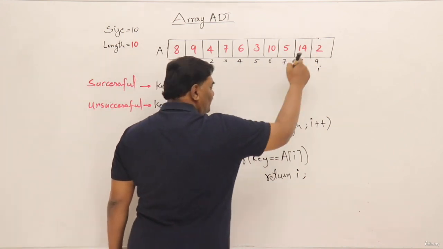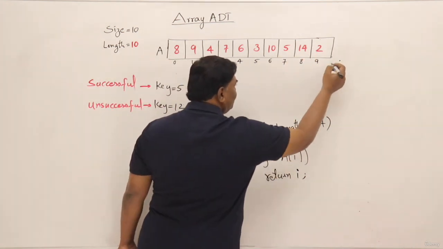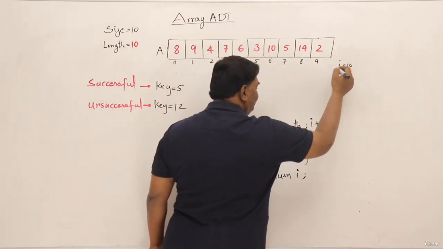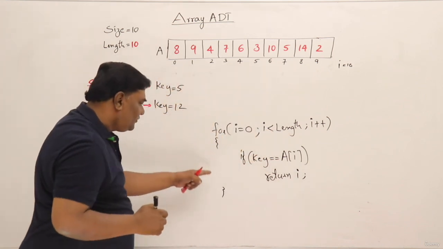12, is it equal to 2? No. Then continue, i plus plus. I will move to the next location. Now i became 10. And 10 is not less than 10. So it will come out of the loop.